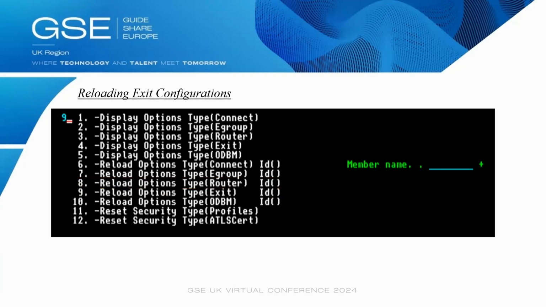And then we have how we can reload the exit configurations. Any changes that we make to the virtual exits or the customer exits, any message ID corrections that we make, can be reloaded using this command. So here you see the command, it's reload options type exit ID.